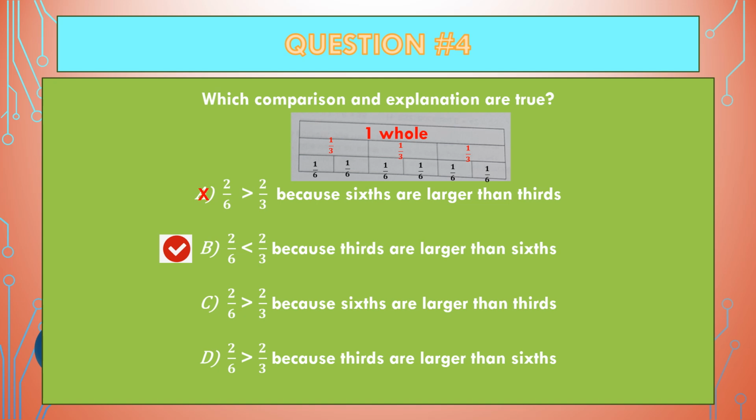So when looking at answer choice C, it says 2/6 is greater than 2/3. Well, we know that's not correct. If I have 2/6 and I put it against 2/3, then the 2/3 is always going to be larger than the 2/6. So it's not C. And looking at answer choice D, here we go again. 2/6 is greater than 2/3. That's not correct. 2/6 will never be greater than 2/3 because thirds are larger than sixths. So that is not correct, which means our actual correct answer is indeed B.